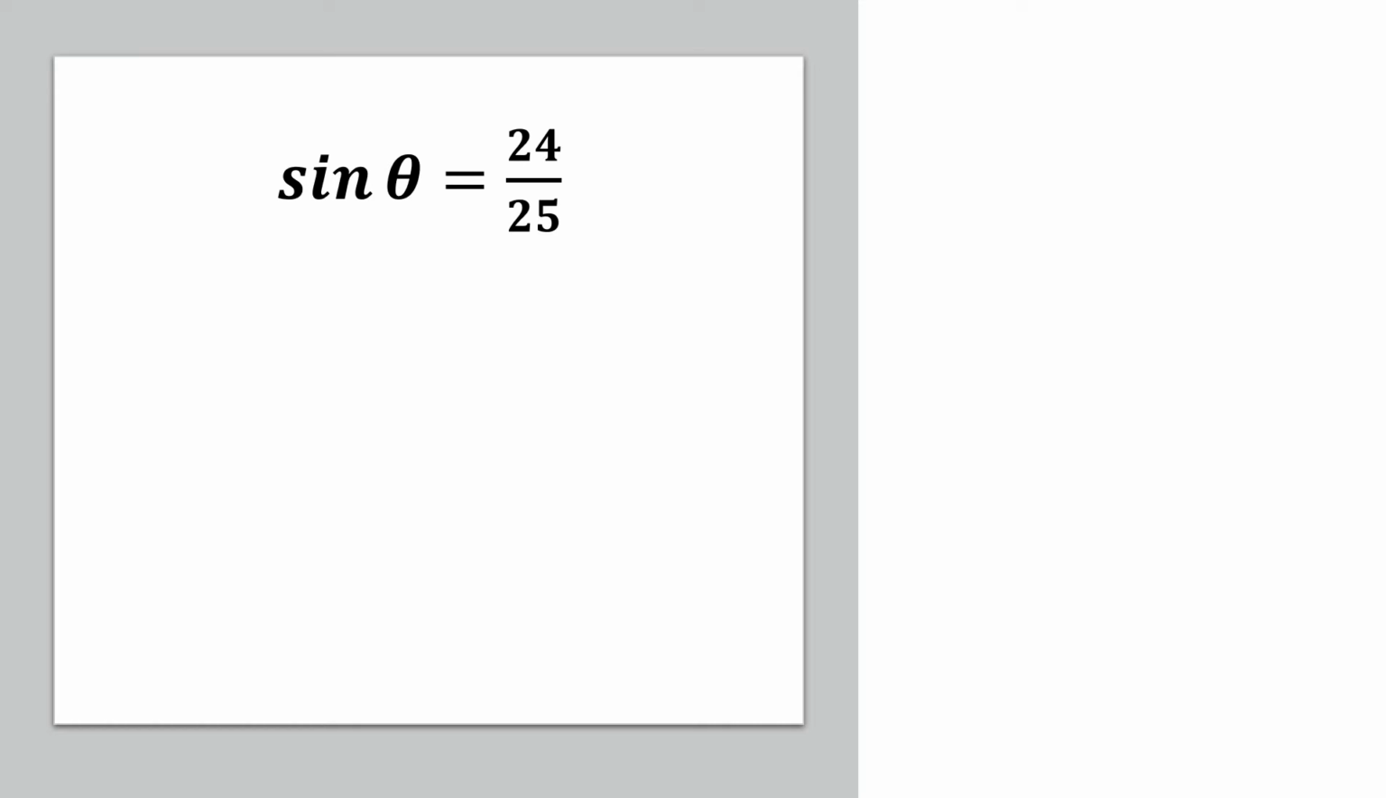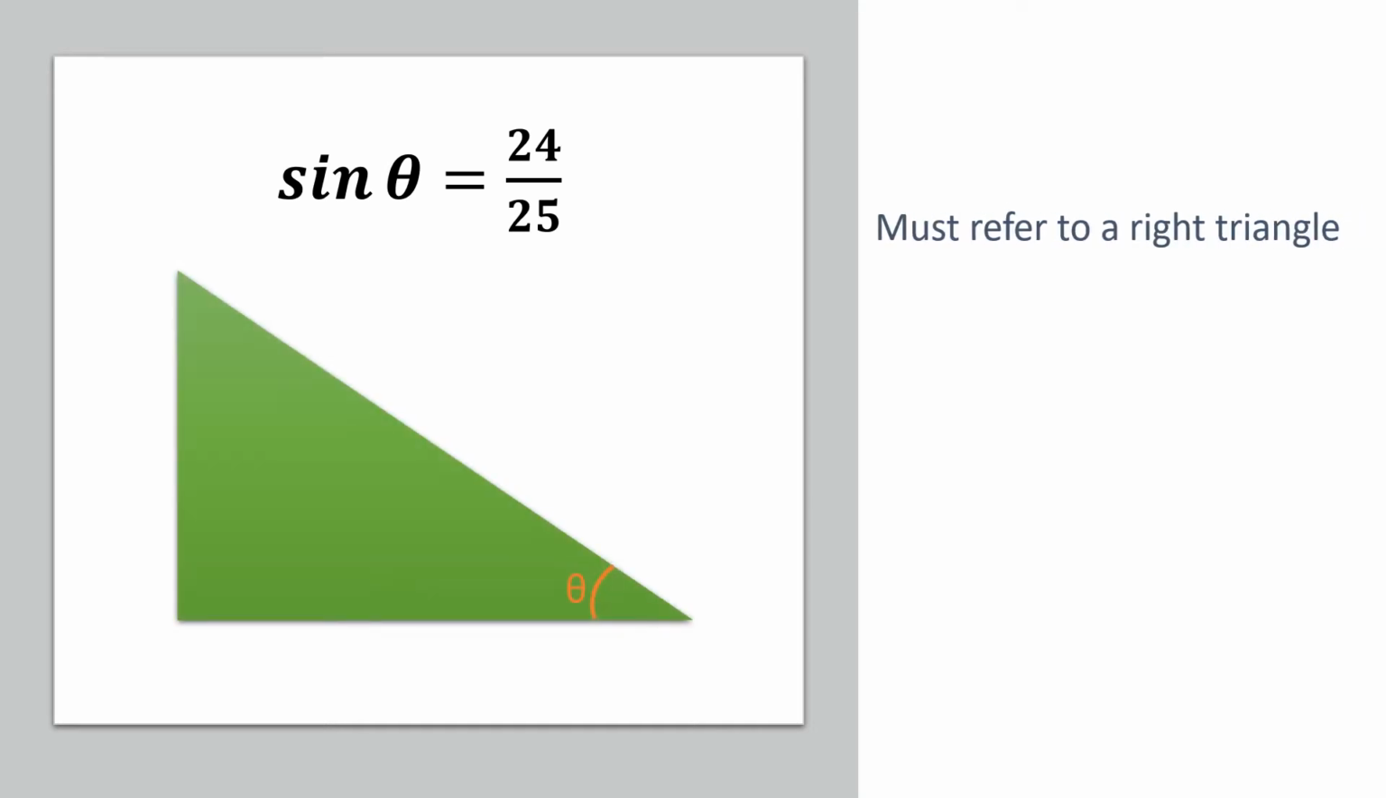So let's look at a different problem. What if we're given a sine value? We're given the value of sine, and we're told it's 24 over 25. How can we figure out all the other trig ratios? Well, we know that it must refer to a right triangle.